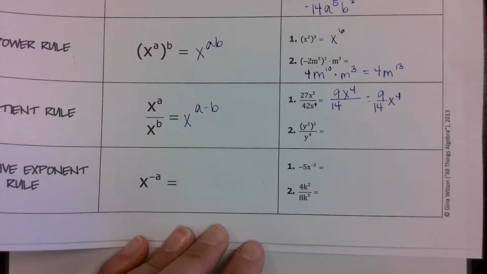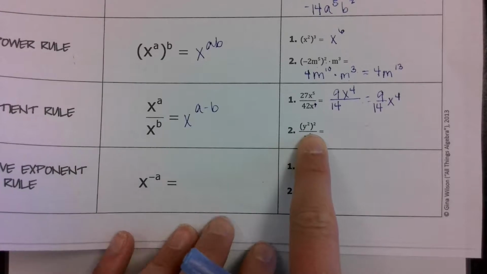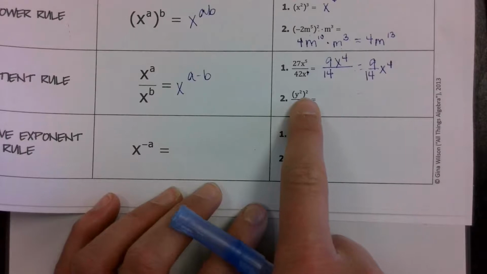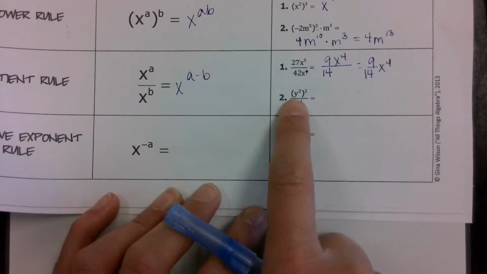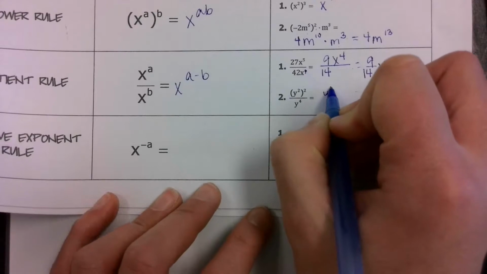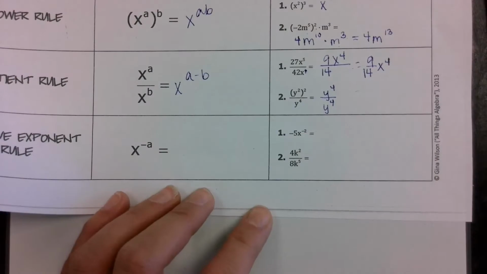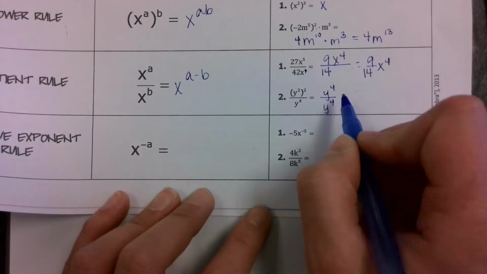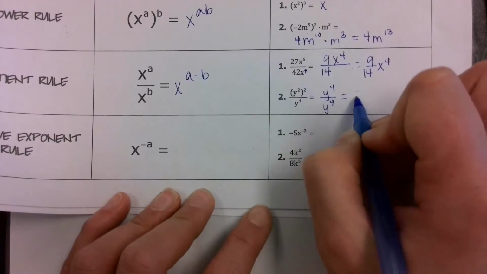Is that okay? All right, so the next one there, we're going to have to handle the top first. What's going on in your numerator there? Everything is being squared. So we've got a power to a power. What do we do? Multiply. So what is 2 times 2? 4. So that's really like y to the 4th over y to the 4th. So now that we're just dividing, what do you do with your exponents when you're dividing terms with like bases? Subtract. So what is 4 minus 4? 0. So we've got y to the 0.